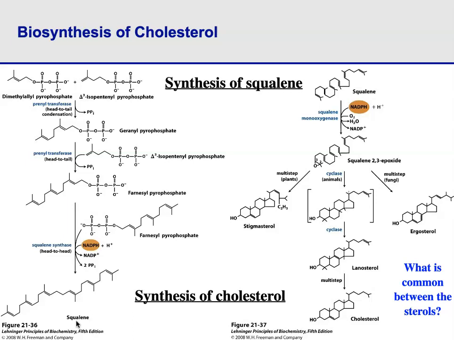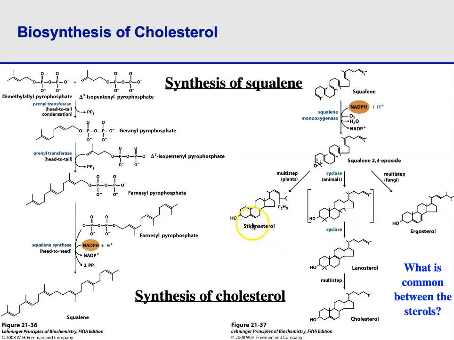So the total number of activated isoprenes is 6. We use 2 to make geranyl, then we add another one to form farnesyl. So each farnesyl is made out of 3 activated isoprenes, and then we fuse 2 farnesyl groups together for a total of 6 activated isoprenes used to form squalene. The third stage is completed, and then we will use that open hydrocarbon chain and cyclize it, forming the typical ring structure shared by all cholesterol molecules.